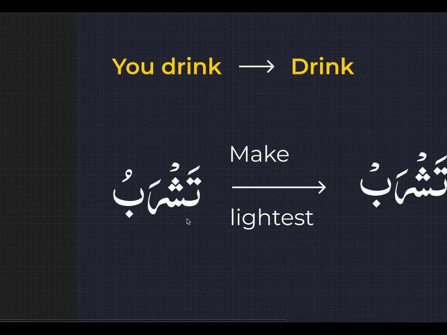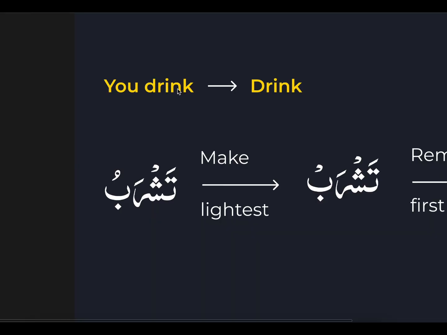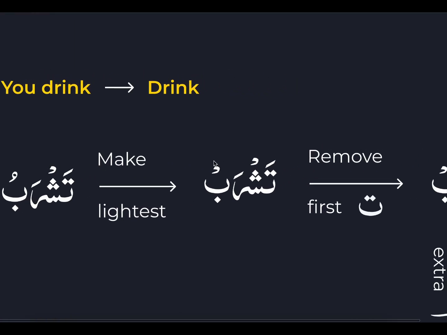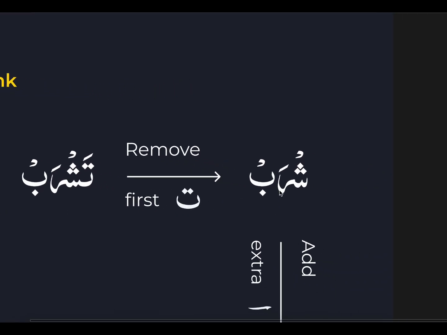Let's see another example. Tashrabu means you drink. Anta tashrabu, you drink. What was the first rule? We have to make it lightest. So tashrabu becomes tashrab. What was the second rule? The second rule was we have to get rid of ta. We get rid of ta. Then the word becomes shrab. Is it readable? No, not really.